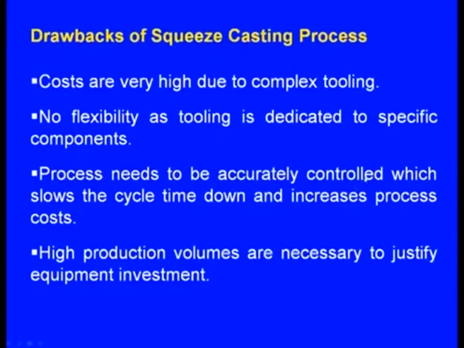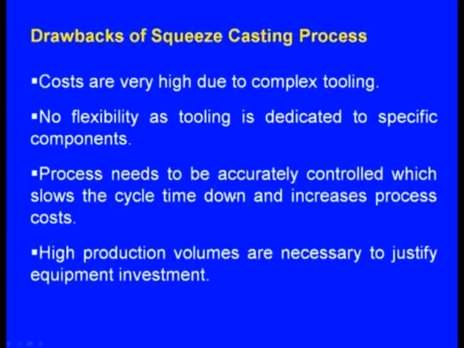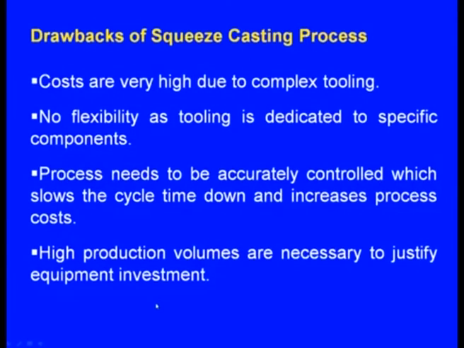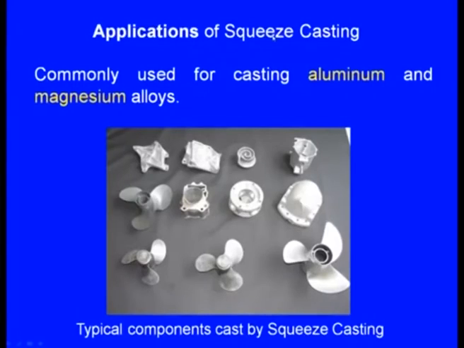Process needs to be accurately controlled, which slows the cycle time down and increases process costs. Next one, high production volumes are necessary to justify the initial investment. In sand casting, even 5 or 10 components can be made, but once we procure this squeeze casting machine, high production volumes must be there, otherwise we can't justify the cost. Now, these are the typical applications of the squeeze casting.